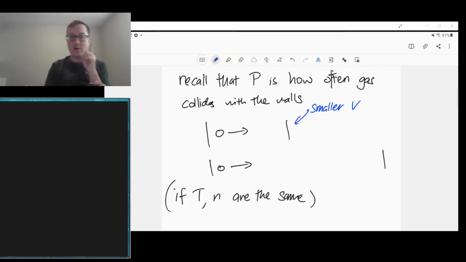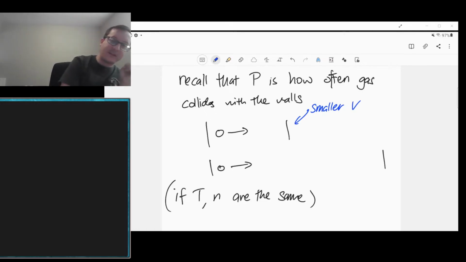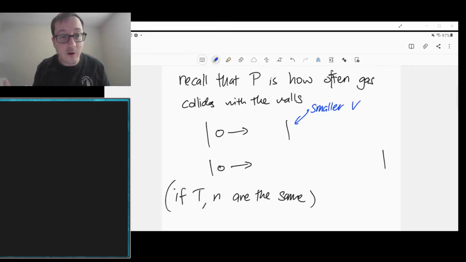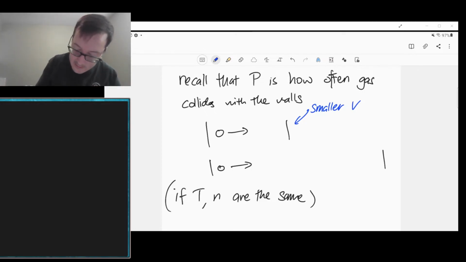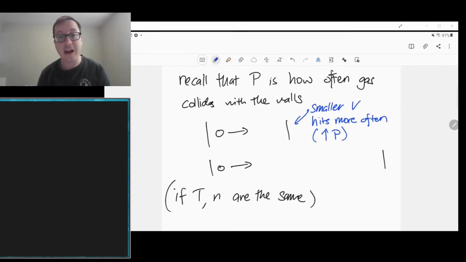And we see how much less often I'm hitting the walls and going backwards. Even though I'm moving at the same speed, I have further distance to cover. Therefore, I'm hitting the walls less often. And so a smaller volume hits more often, which we will say has the higher pressure.